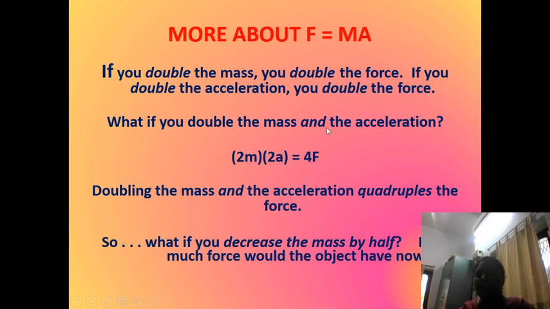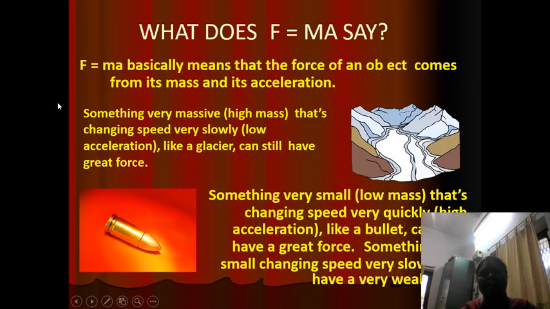So what if you double the mass and the acceleration? That means we have doubled the mass and we have doubled the acceleration. We know that F = ma. Now m has become 2m and acceleration has become 2a. Hence the force has increased to 4F. That means quadrupled. Doubling the mass and the acceleration has quadrupled the force applied. So now think, what if you decrease the mass by half? How much force would the object have now? Think for a while and find out the answer.